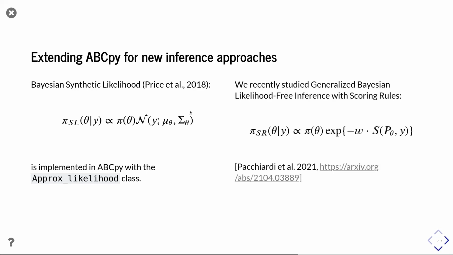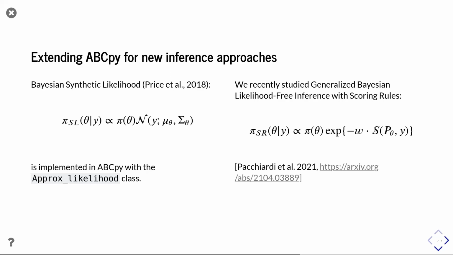In ABCpy, we implement this approach in the approximate likelihood class, as I mentioned before. In this recent work, we have proposed a generalized Bayesian likelihood-free inference with scoring rules approach, which you see is quite similar to the synthetic likelihood. Again, we define a new posterior for our parameters, proportional to the prior times this term here, which is the exponential of minus some weight W times this scoring rule S of the distribution of the model at theta and the observation Y.